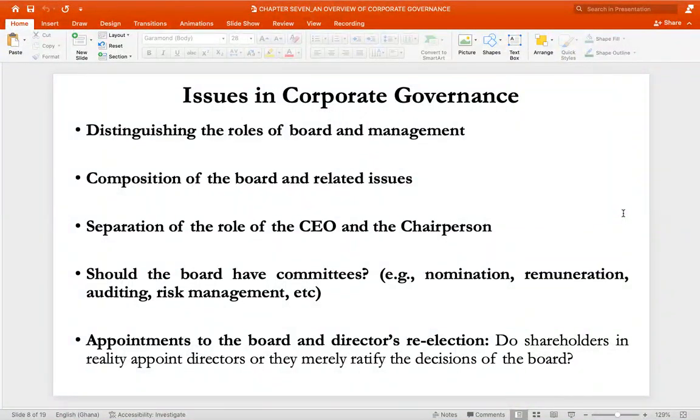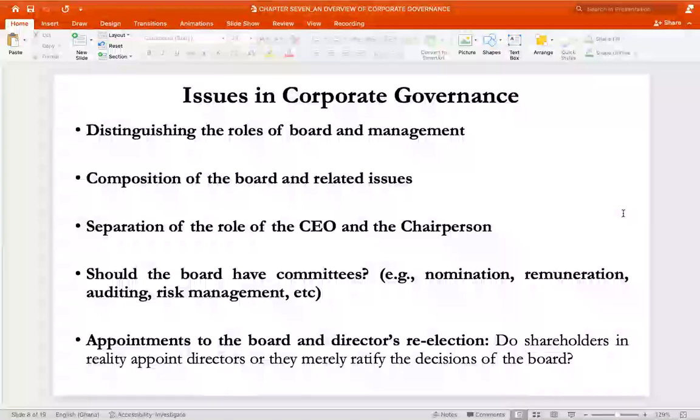But nomination, when it comes to appointments of key management people, and even some board members or directors, it is up to that committee to pick people to serve in some key management positions. Okay, if the CEO is about retiring or has resigned, that committee will be responsible for getting a new CEO for the company and so on and so forth. The remuneration committee will decide the salaries to be paid to key officers of the company and directors and so on and so forth. Then we have the auditing, we have the risk management.